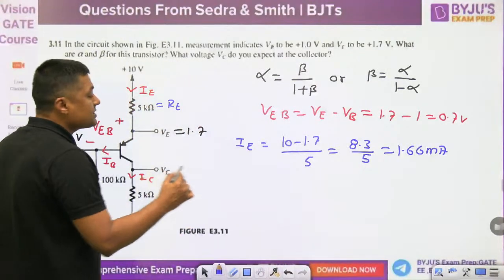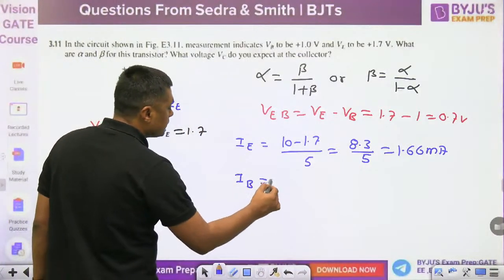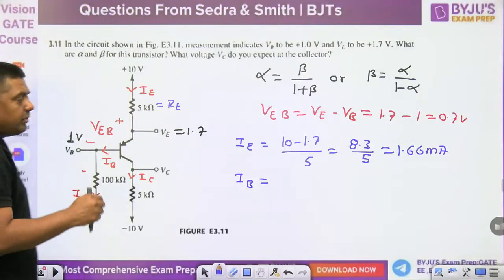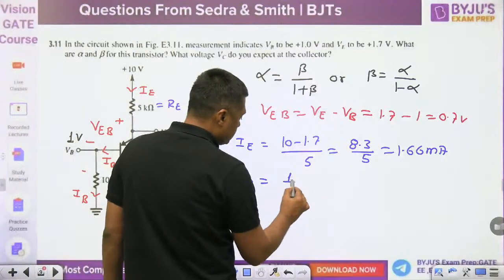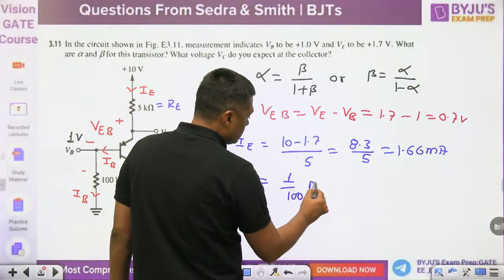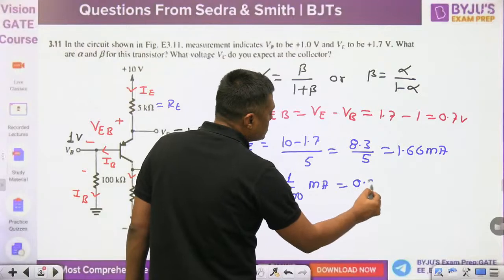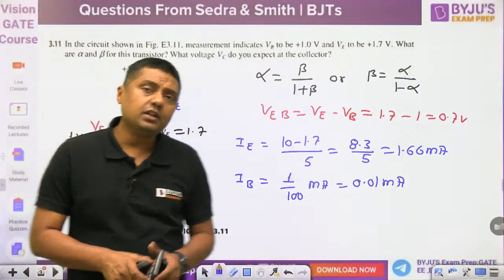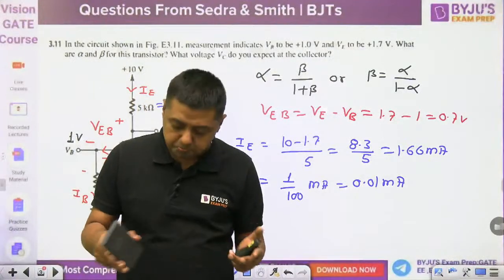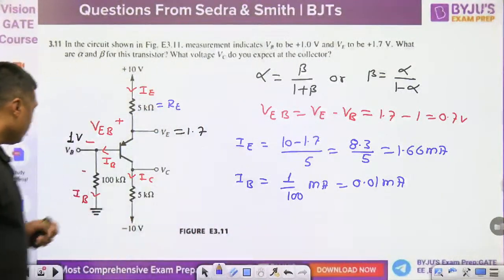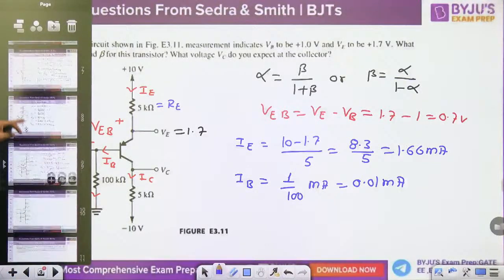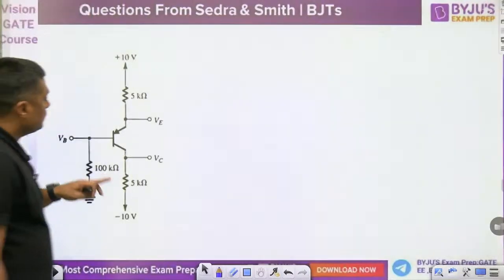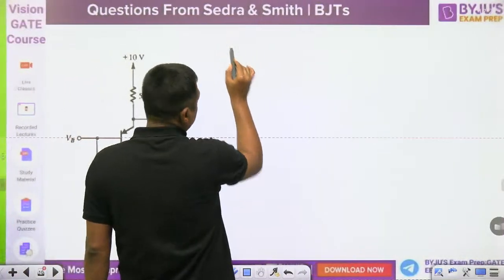What is the value of base current? Base current is, this is the 1 volt, this is the 0. 1 minus 0 by 100, 1 by 100 milliampere, which means 0.01 milliampere. Now, how can you find the value of beta? Then you can find the value of beta for this particular diagram.